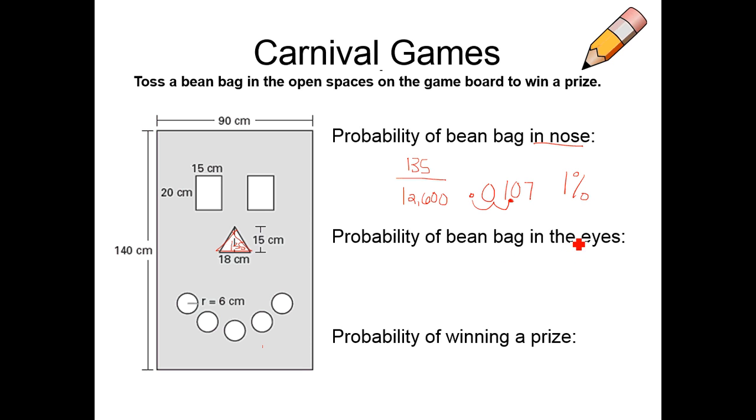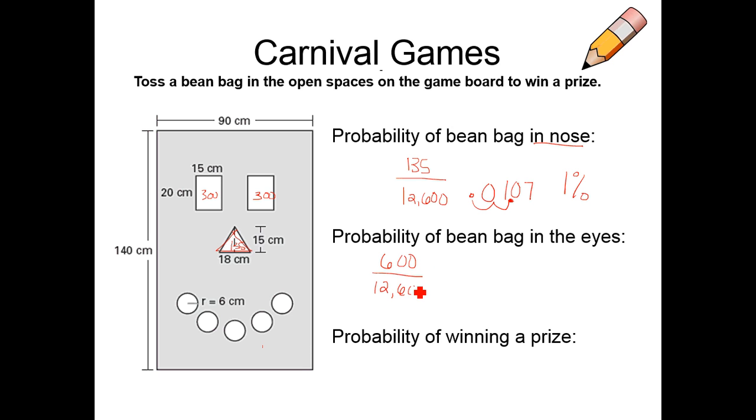Okay, let's talk about the eyes. Now there's 2 of those, so we would expect our probability would be quite a bit more here. We have 15 by 20 for one of them, so if we go ahead and calculate the area of that, would be 300. Now remember, there's 2, one here, each is 300. I'm just going to jot that down in here. So the probability of the beanbag in the eyes would be 600 out of the total.